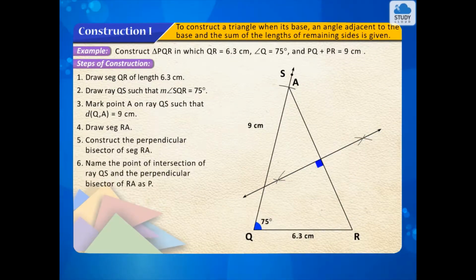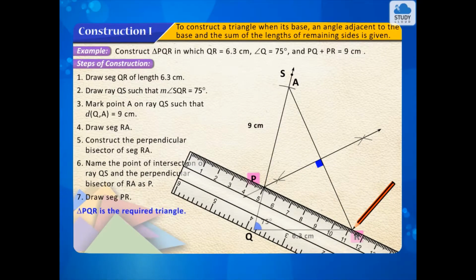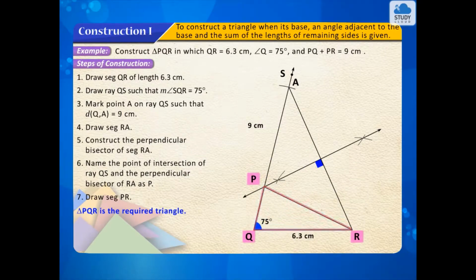6. Name the point of intersection of ray QS and the perpendicular bisector of RA as P. 7. Draw segment PR. Triangle PQR is the required triangle.